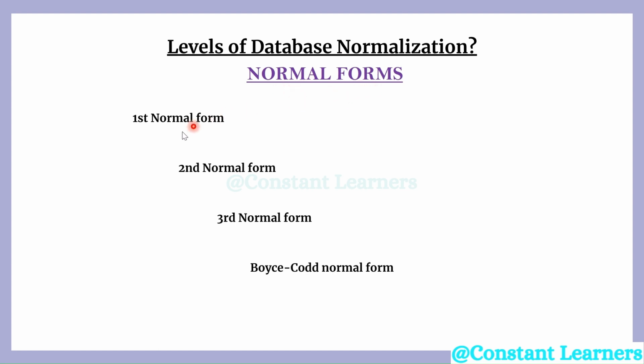So the first level is first normal form, second level is second normal form, then we have third normal form and Boyce-Codd normal form. With every level, with every normal form, our normalization, or we can say our database structure, keeps on getting better, right? And today in this video, we are going to discuss the first normal form, all right?